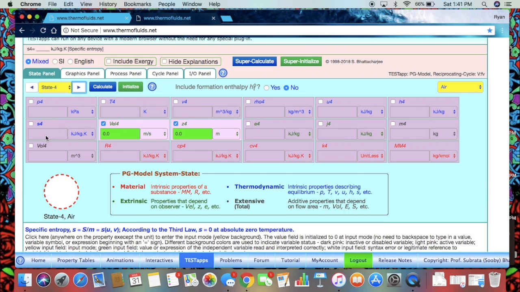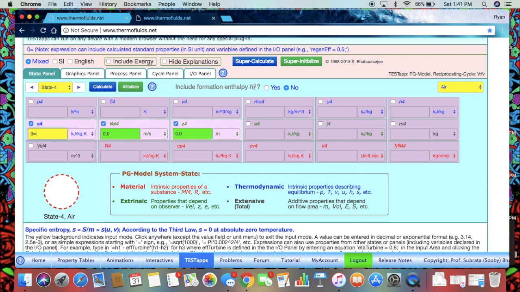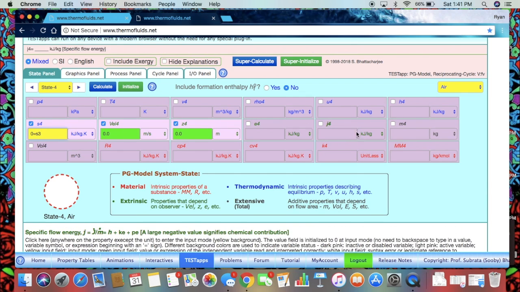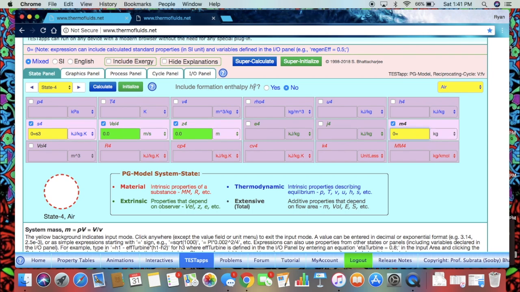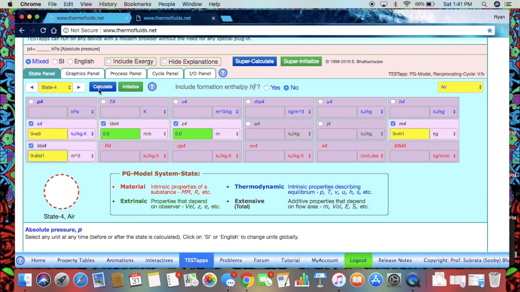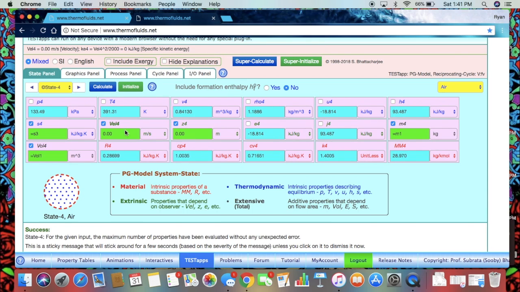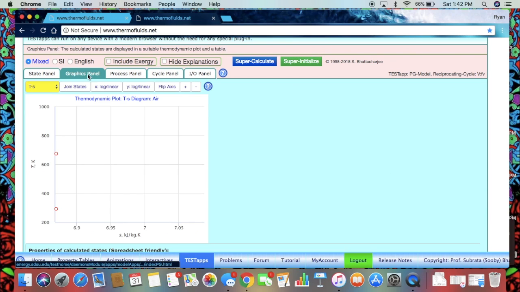Now for state 4, we know that this will equal S3. This will equal M1, of course. Volume 4 is going to equal volume 1. Alright, so the graphics panel will show that these states are isentropic.